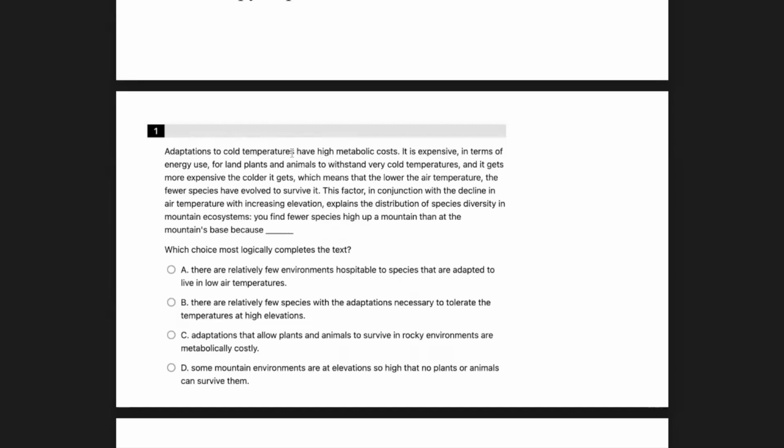In conjunction with the decline in air temperature, the distribution of species diversity, you will find fewer species up. Why? Because it is really hard to develop the evolution necessary to adapt to cold weather. So creatures will not do it unless they're forced to do it. Okay? And who are the creatures who are likely to be forced?